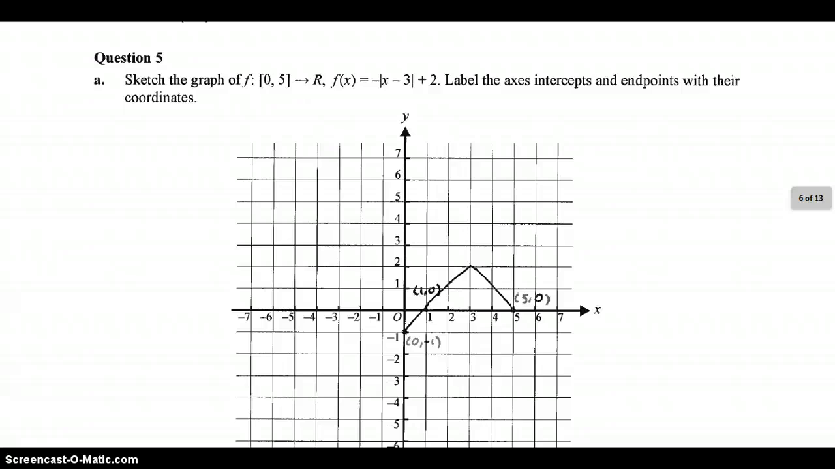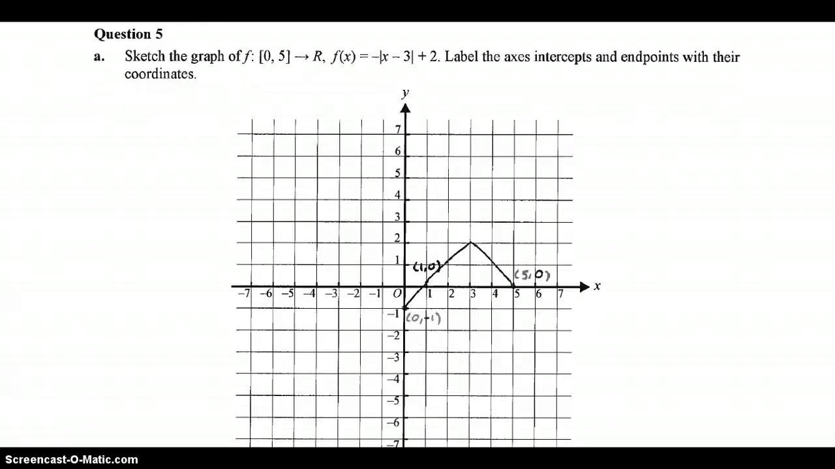Alright, question 5, we have f of x equals negative mod of x minus 3 plus 2. A lot of people struggled with graphing this. Worst case scenario, we're only graphing from 0 to 5, so you could have just subbed in 0, 1, 2, 3, 4 and 5 into this, and then found your 5 coordinates, plotted them, joined it up. Make sure you include all of the intercepts and the endpoints. So a lot of people missed 1, 0.